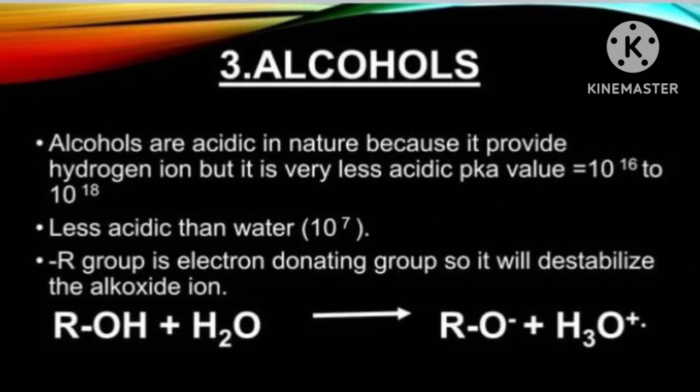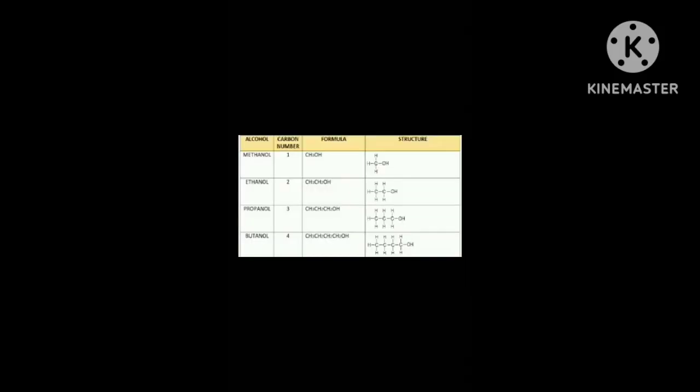Alcohols. Alcohols are acidic in nature because they provide hydrogen ion, but they are very weakly acidic. pKa value 10 to the power of 16 to 10 to the power of 18. Less acidic than water, 10 to the power of 7. The R group is an electron donating group, so it will destabilize the alkoxide ion. This is an example of alcohols.